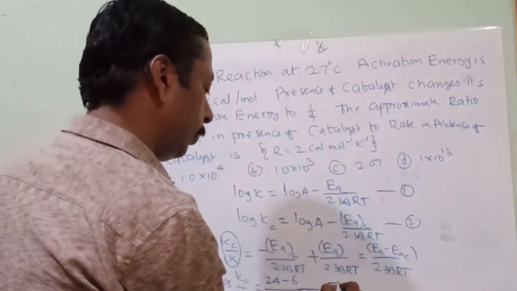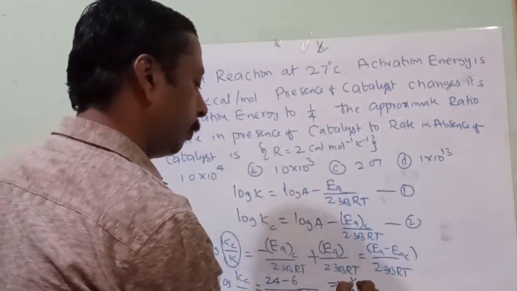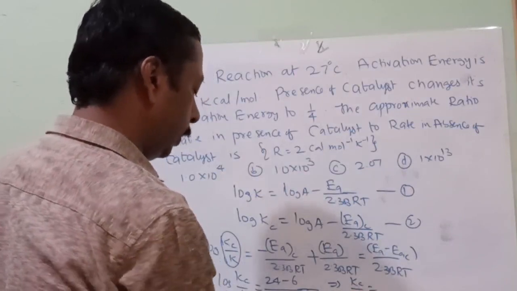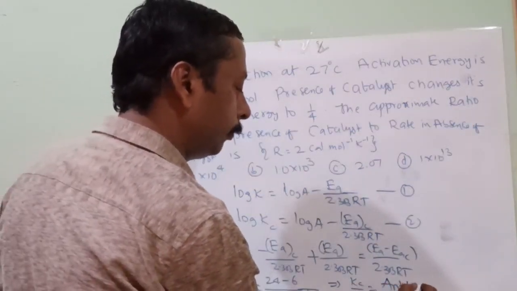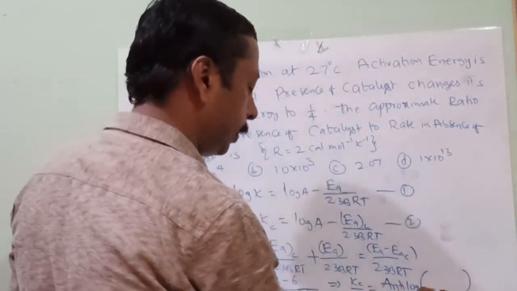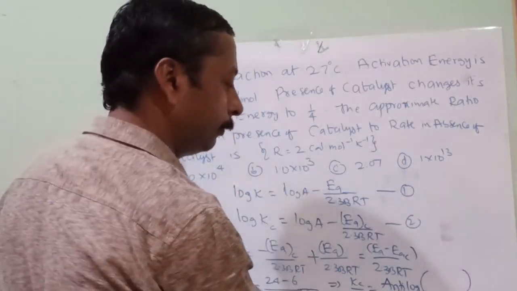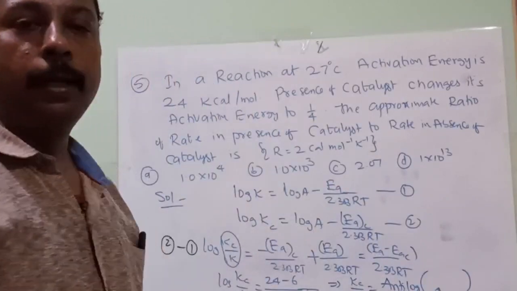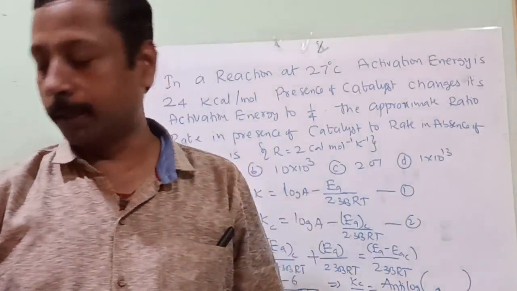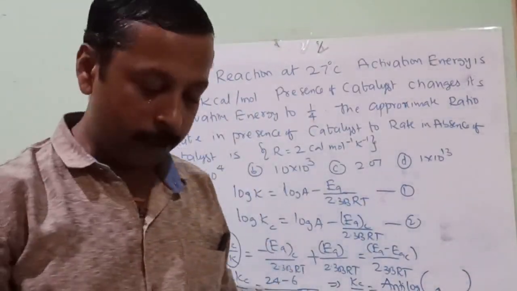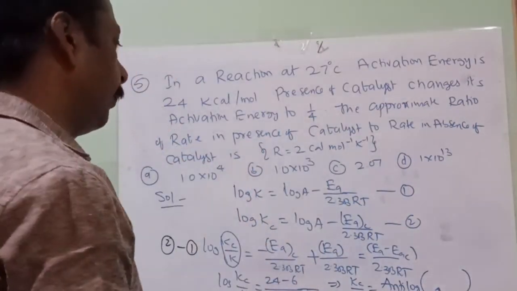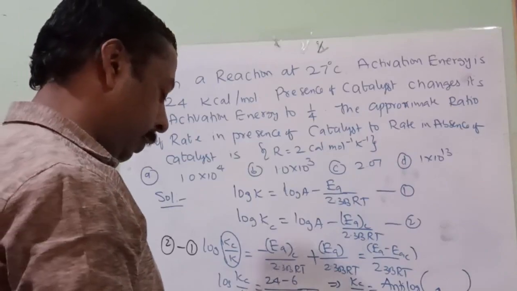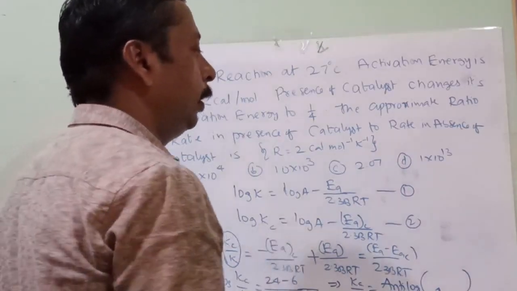At this stage I will not explain how to do that. Kc by K is equal to the anti-log of all this stuff. You substitute the values here and you can solve it. Is it understood? I have done it already, and my answer was found to be D.